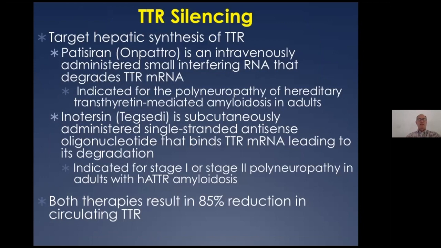We do have the TTR silencing approach, and these are mainly used for the patients who develop the neuropathy. Again, this targets hepatic synthesis of the TTR protein. One compound is patisiran. It's an intravenously administered small interfering RNA that degrades TTR mRNA. So without the mRNA, you don't get protein synthesis for that particular targeted protein. It's indicated for the polyneuropathy of hereditary transthyretin mediated amyloidosis in adults. Another agent, inotersen, is a subcutaneously administered single-stranded antisense oligonucleotide that binds to the TTR mRNA, leading to its degradation. It's indicated for stage 1 or stage 2 polyneuropathy in adults with a hereditary pattern of ATTR. Both therapies result in about 85% reduction in circulating TTR protein.